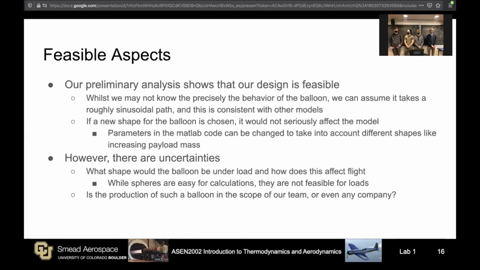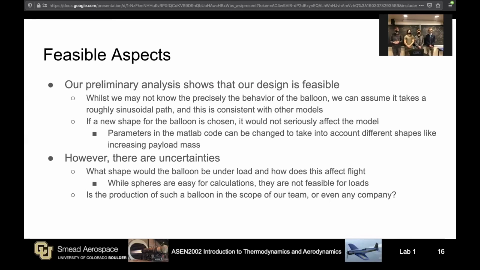So our preliminary analysis shows that our design is feasible, as my colleagues just proved. Whilst we may not know exactly the behavior of the balloon throughout its flight, we do know that it will follow a roughly sinusoidal curve because, of course, as we all know, the Earth is a sphere.